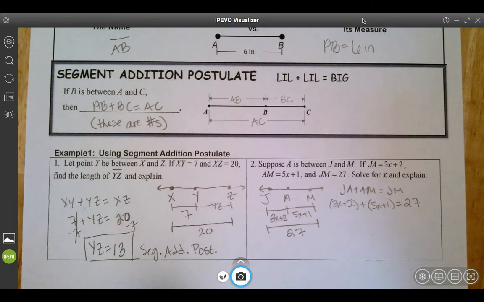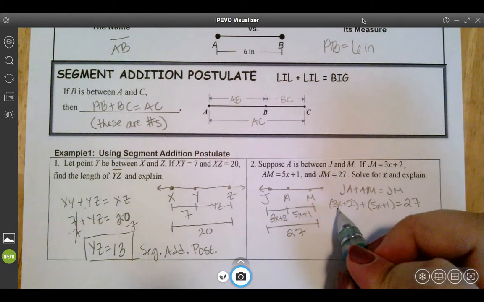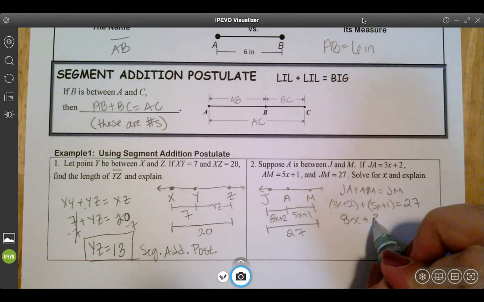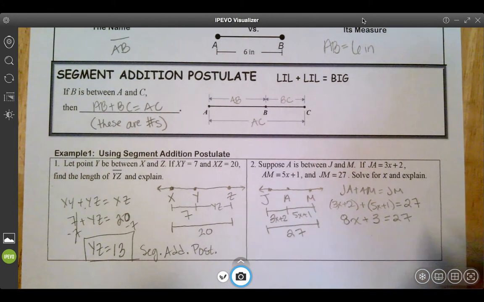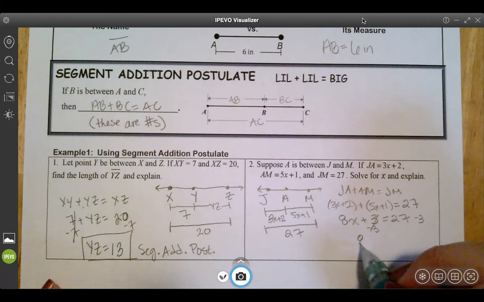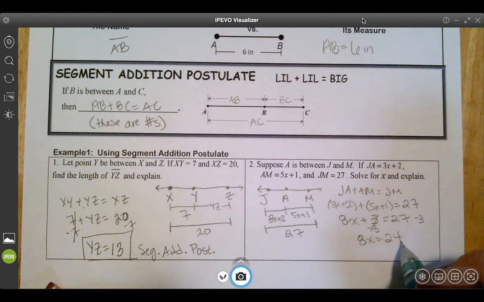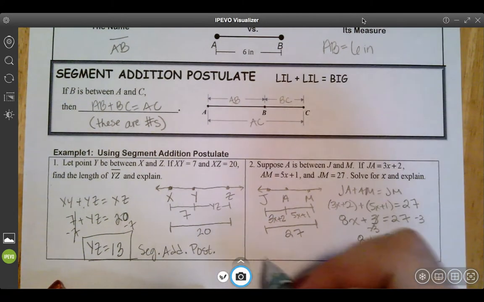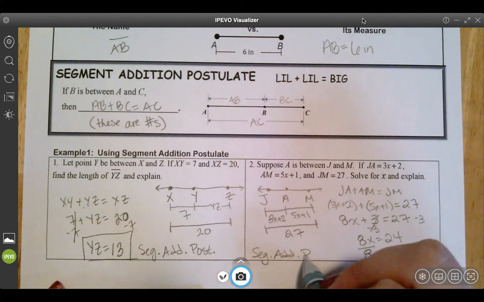Now I'm going to do collecting like terms. So 3x plus 5x is 8x. 2 plus 1 is 3. And then that same property of equality that I used where we can subtract 3 from both sides. So 8x equals 24. And then divide by 8. X equals 3. How did we find it? We did, again, the segment addition postulate.